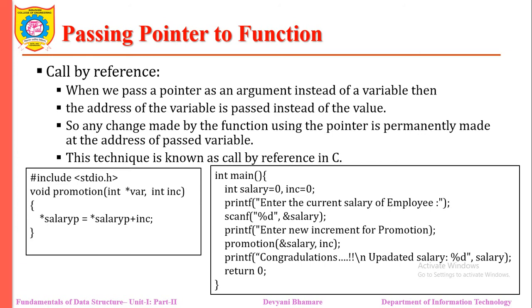If you have observed in this code, there are two variables, salary and increment, and here we are going to call a function promotion. Instead of passing the salary directly as it is, we are passing the address, meaning we are passing an indirect reference of that salary to our called function. So this is how the address is being passed.